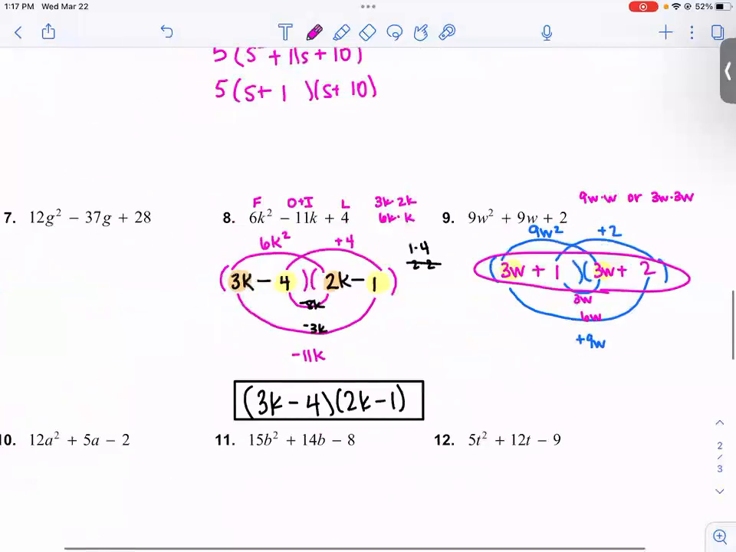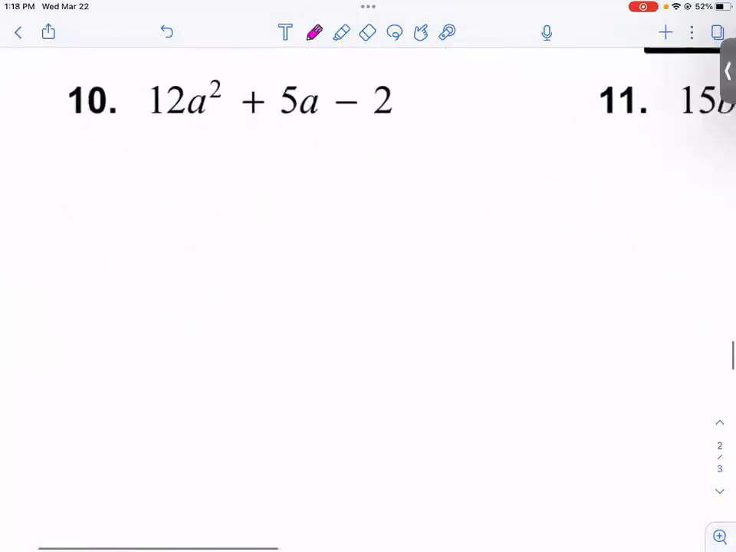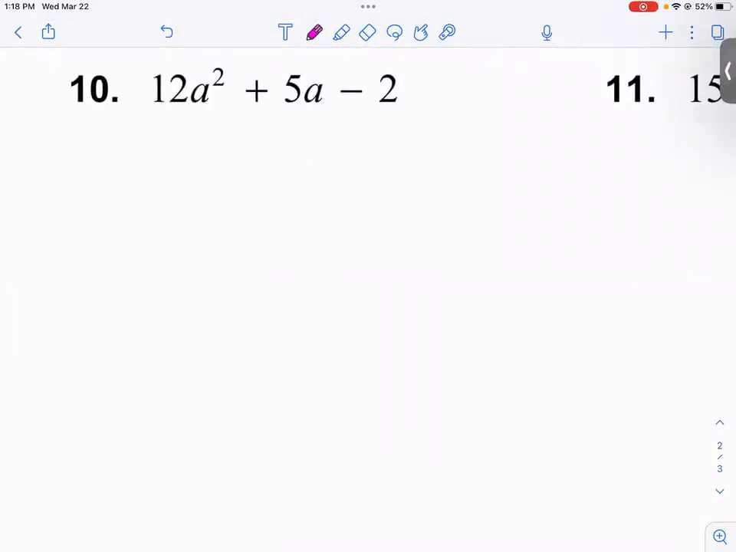Whiner. Okay. Number 10. What? Okay. Almost. Number 10. Woohoo! Number 10.